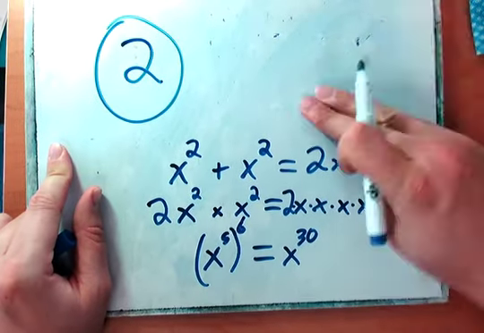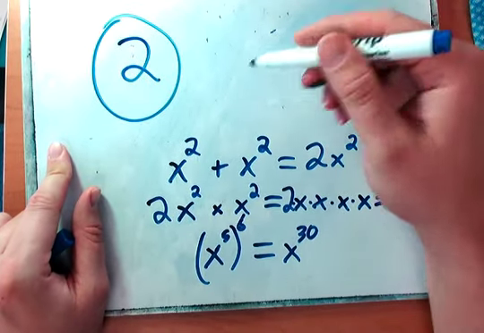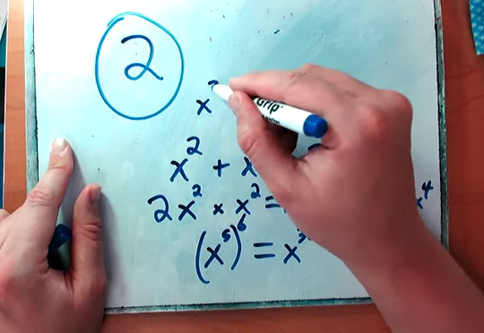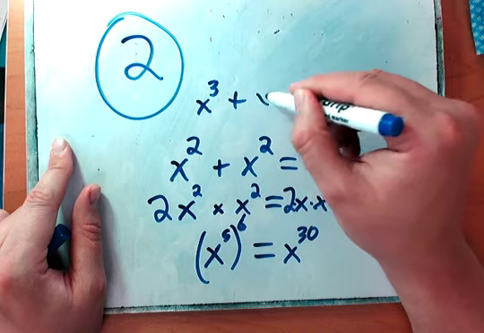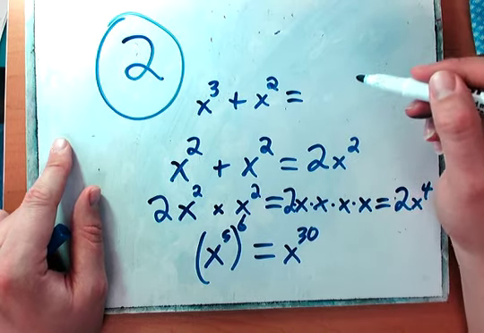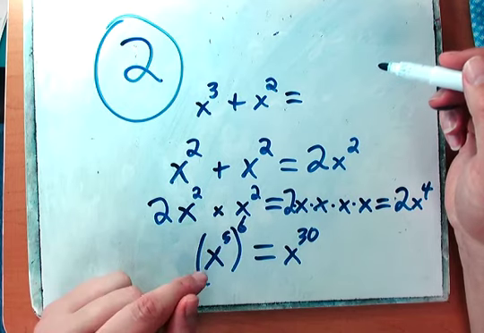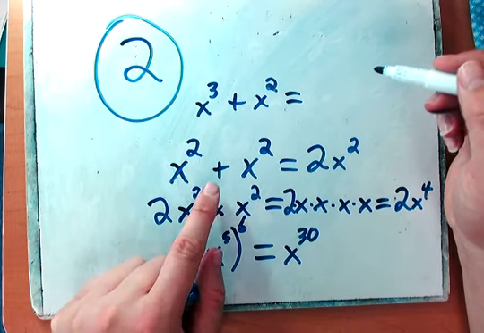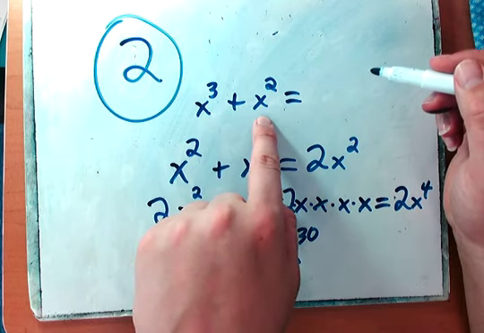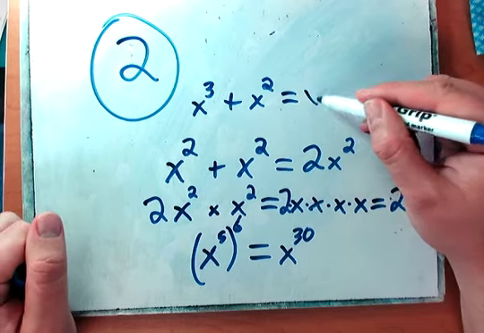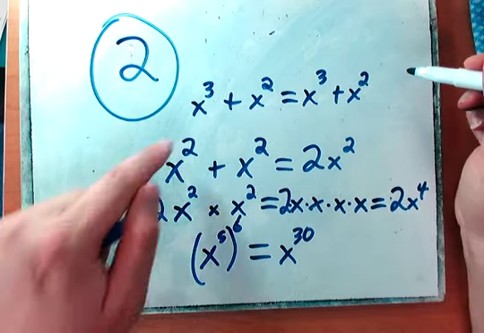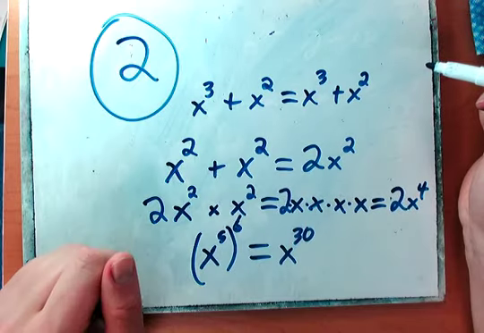But just to review, if you have, let's say, x to the third plus x squared, what does that equal? Well, it's not times, it's not a bracket, so we have one of these things and we have one of these things, but they're not the same. So you cannot simplify them. You can't bring those together. And that is a really important fact.